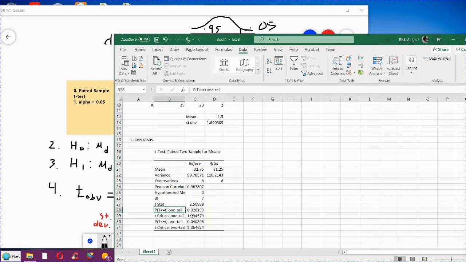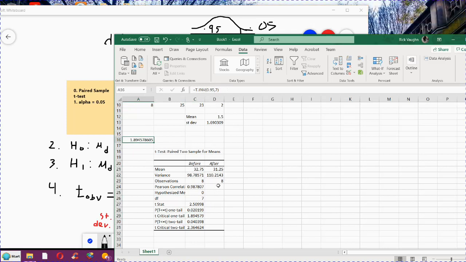And here's the critical value. This is the thing that we could have looked up in the back of the book. It's also the number that we calculated up over here, 1.89. It shows up automatically in this table, so I didn't have to type in this T.INV formula if you use the data analysis toolpack, and you can just interpret the results from the table.